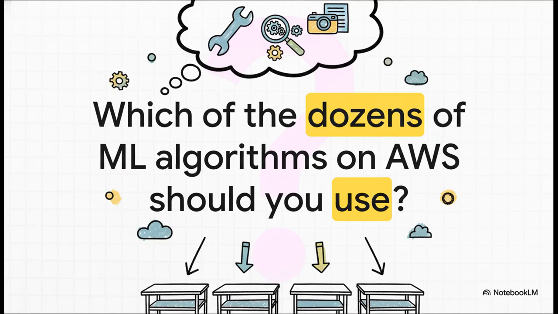Okay, so picture this. You're ready to get your hands dirty. You've got this mountain of data, and then you open up the AWS console, and you see this list. Linear Learner, XGBoost, K-means, RCF, BlazingText. The list just keeps scrolling. It's a lot, right? It can feel totally overwhelming. Where do you even start?